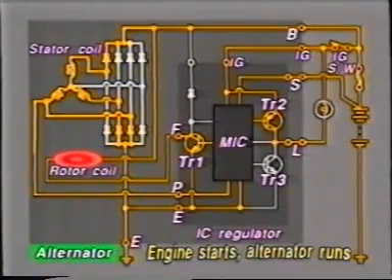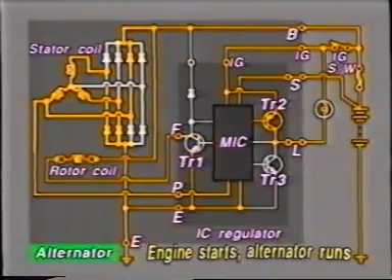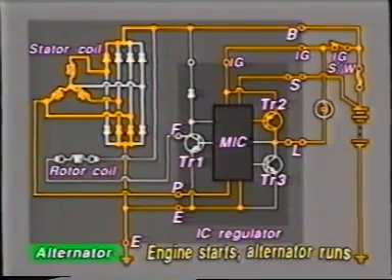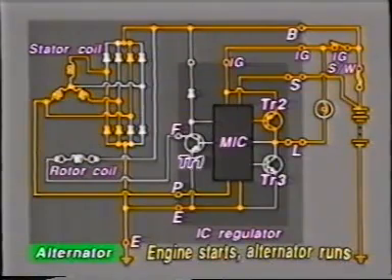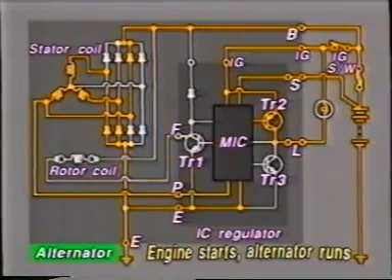transistor TR1 off. Consequently, the current to the rotor coil is cut off, and the voltage at terminal S falls below the standard value. In other words, the voltage of the generated current drops. On sensing this, the MIC turns transistor TR1 on again, allowing current to pass through to the rotor coil. In this way, the generated voltage is kept at a uniform level by the intermittent sending of current to the rotor coil by transistor TR1.